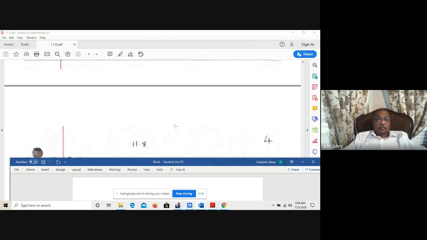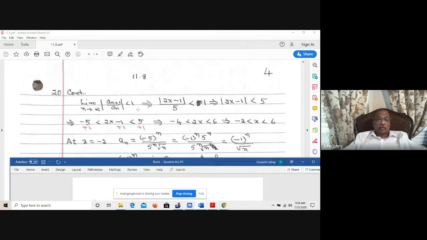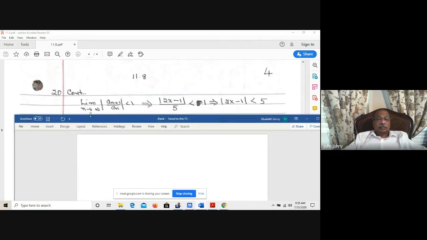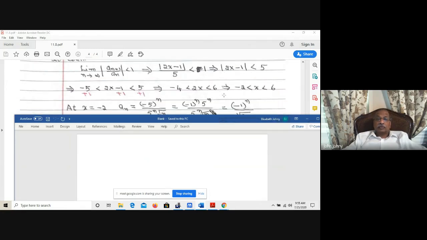Now this must be less than 1. So that is the ratio test. Limit as n approaches infinity of the absolute value of a_(n+1) over a_n is less than 1 implies the absolute value of (2x minus 1) over 5 is less than 1. Multiply by 5, you get the absolute value of 2x minus 1 less than 5. It's an absolute value inequality.